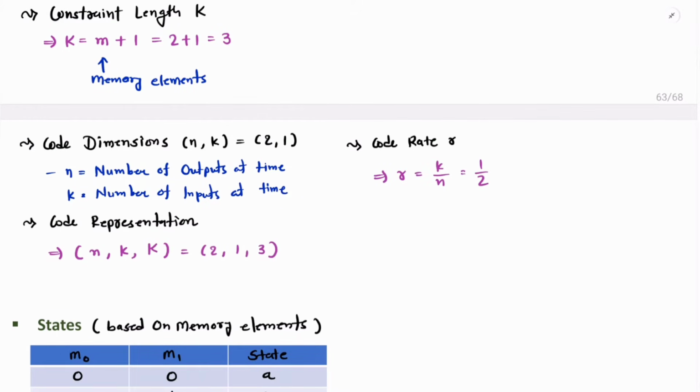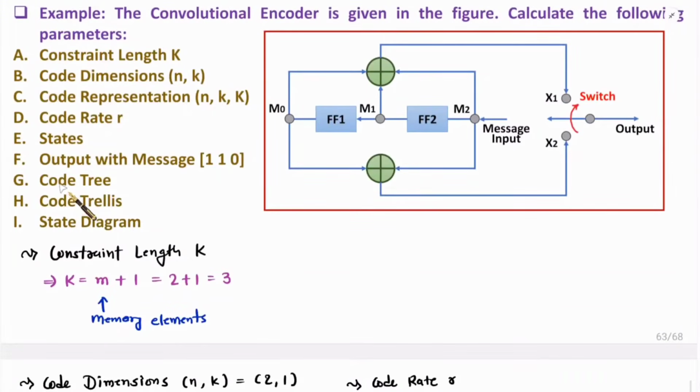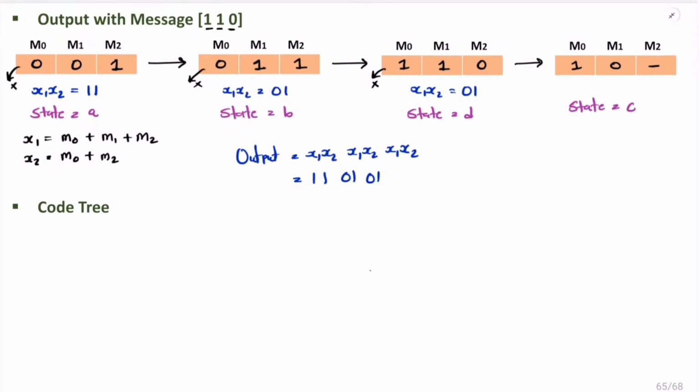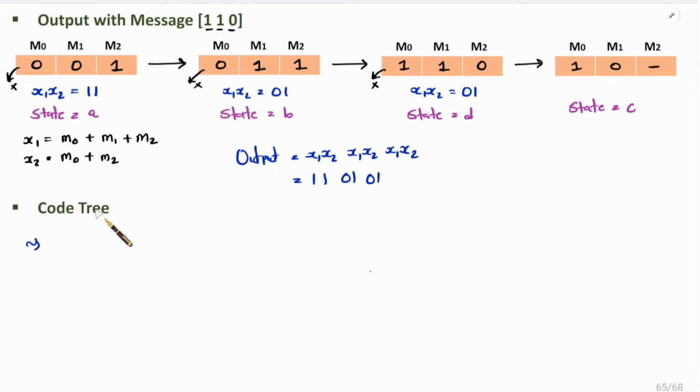Now let me explain the next parameter, that is code tree. To understand code tree, there are a few basics that you need to understand. See here, I will plot code tree for the given message. In code tree, if you have input 1, in that case you should draw a step down line. If you have input 0, in that case you should draw a step up line.